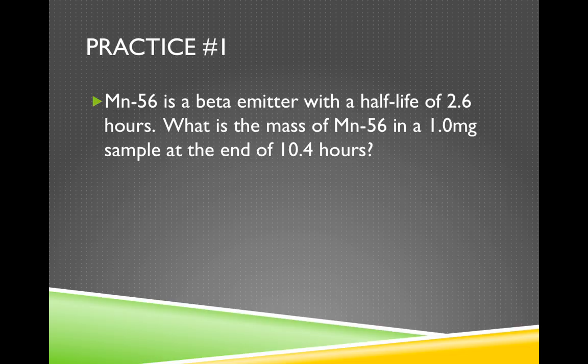So basically what you're going to do is take 10.4 and divide it by 2.6 and you're going to get a number. So if you do 10.4 divided by 2.6, you get 4, which means that manganese 56 has gone through 4 half-lives. So basically our 1 milligram sample has been halved 4 times. So I want you guys to take a minute and try to figure out how many milligrams you are going to have left after our 10.4 hours, 4 half-lives.